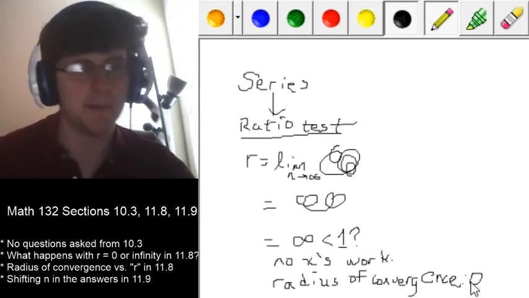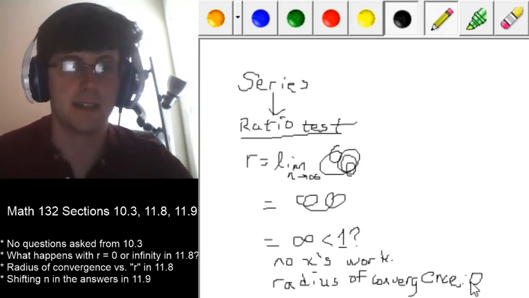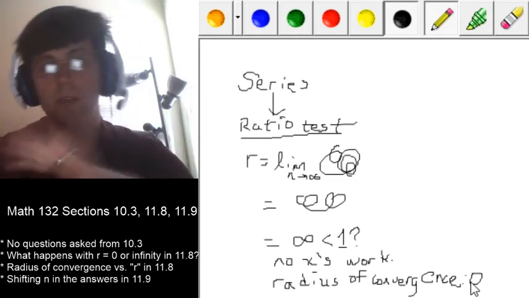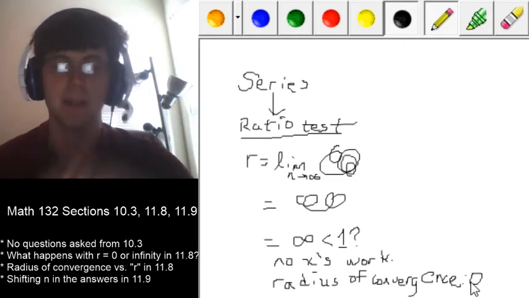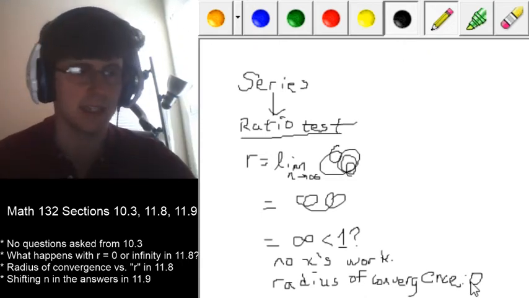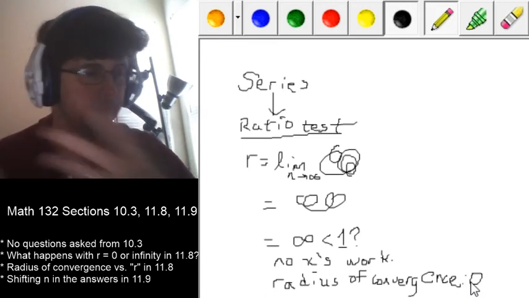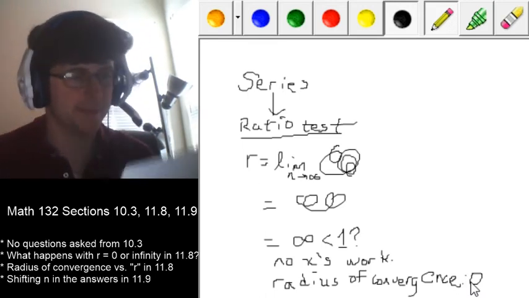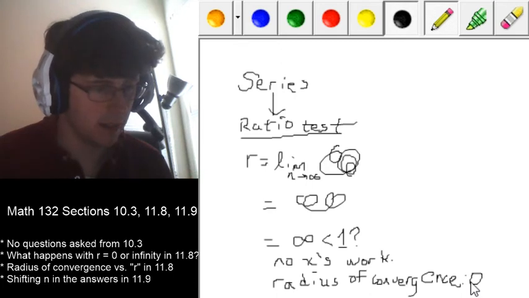Okay, so that's what happens if you have r equals 0, you get a huge radius because you get a huge interval, or r equals infinity, you get a tiny radius, which is a tiny interval. Yeah, so, cool. Constant 0, yeah.